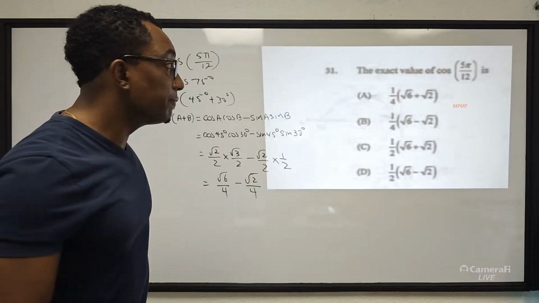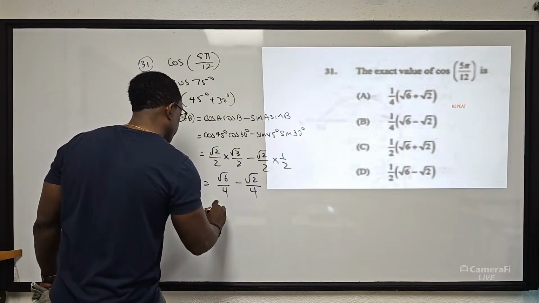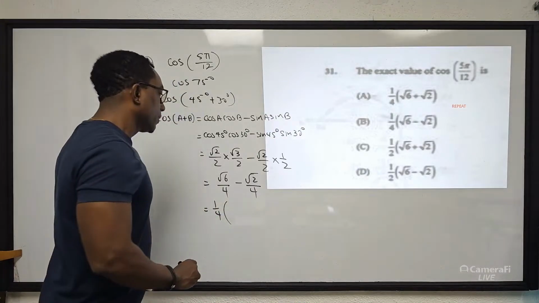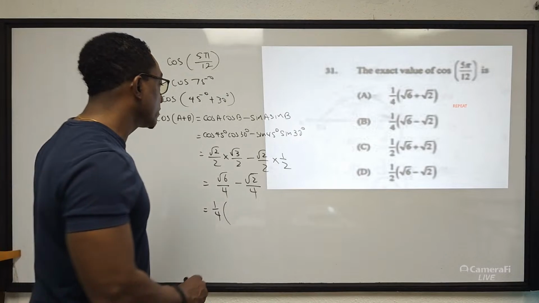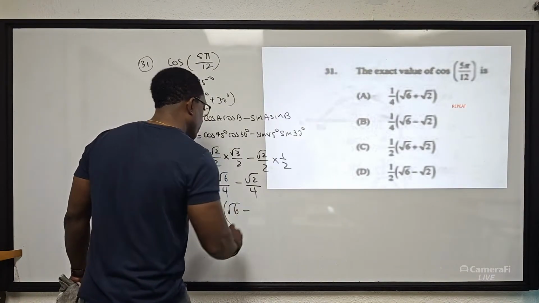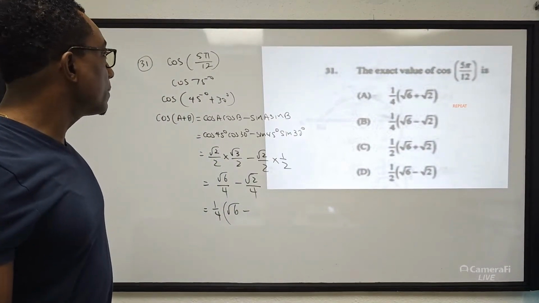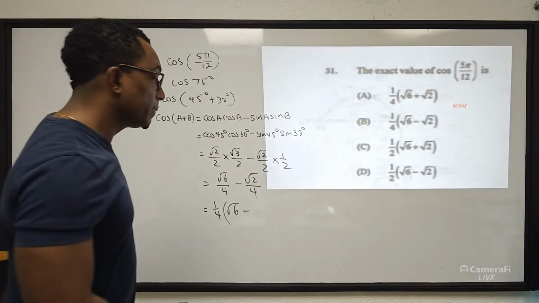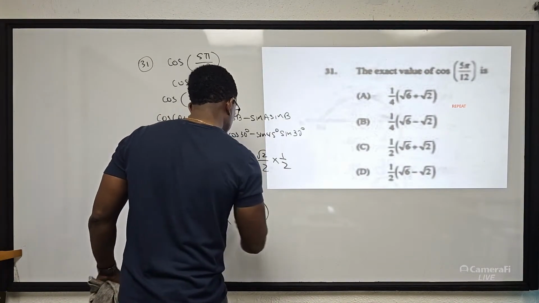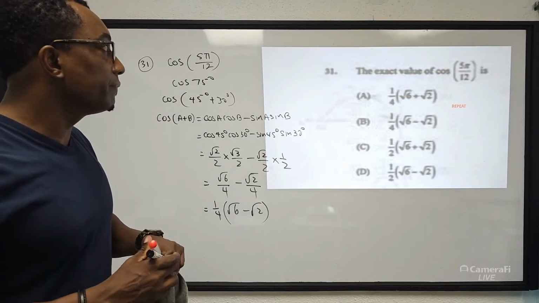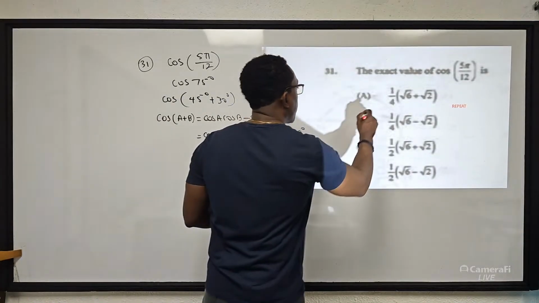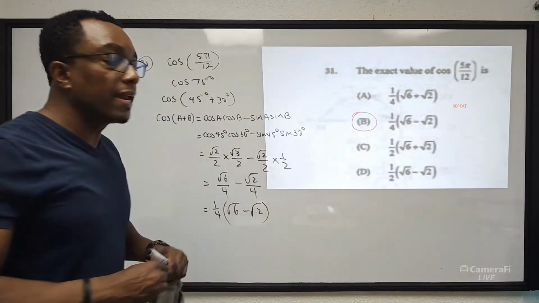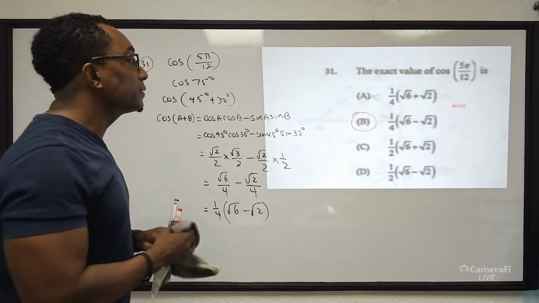To get one of the options shown, we factorize. I'm going to pull out a quarter and divide a quarter into each term. A quarter divided into my first term gives me the square root of 6. Subtract, dividing a quarter into my second term gives me the square root of 2. So the answer for question 31 is B. Alright, that's a repeat. So let's look at 32.